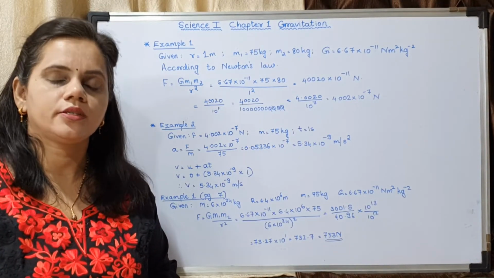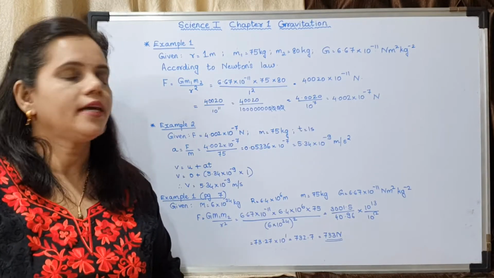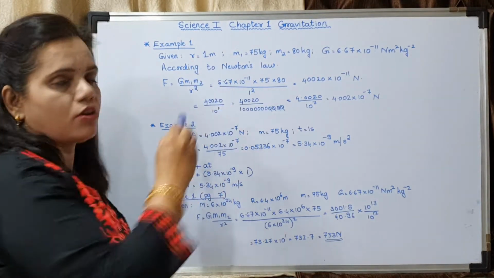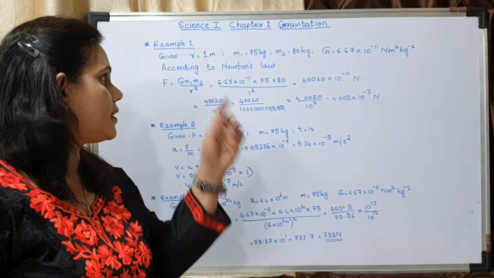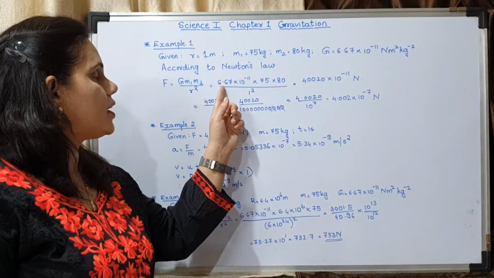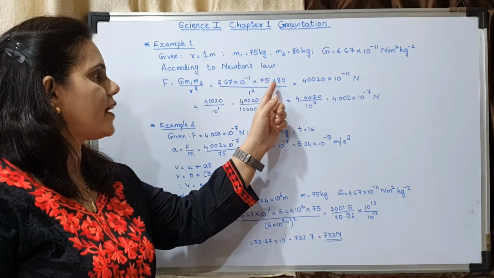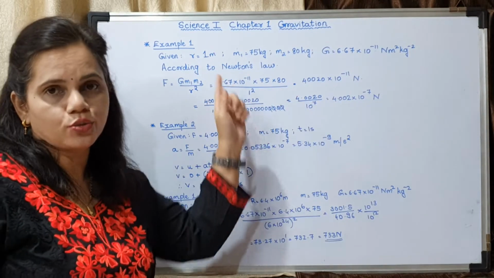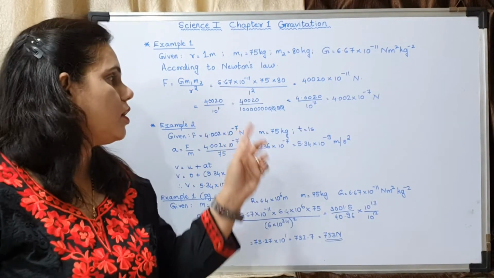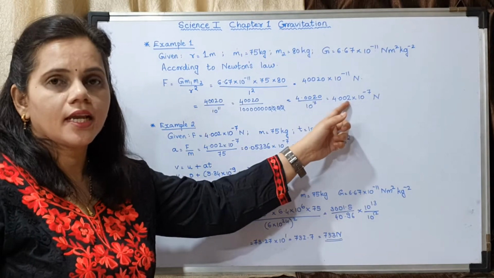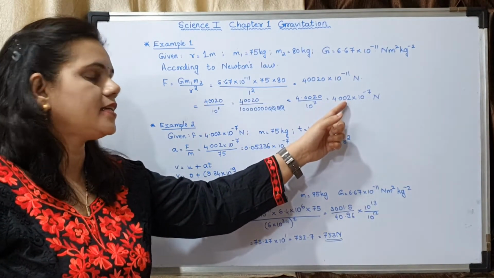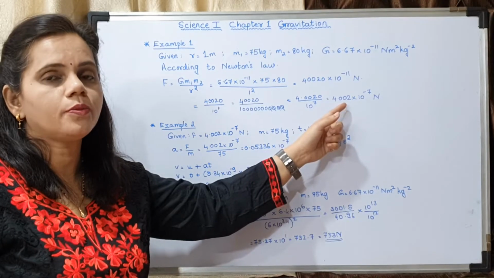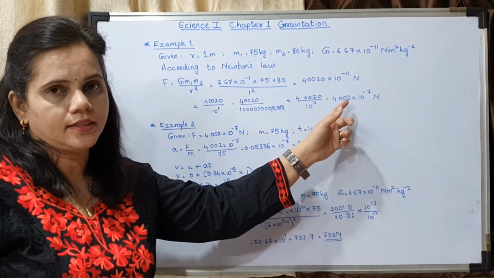This question is very frequently asked. It has just this much calculation. You have to just multiply 6.67 into 75 into 80, and keep the 10 raised to part as it is, and you have to derive till here. You will get marks if you write it this way only. So hope you have understood how to reach here.